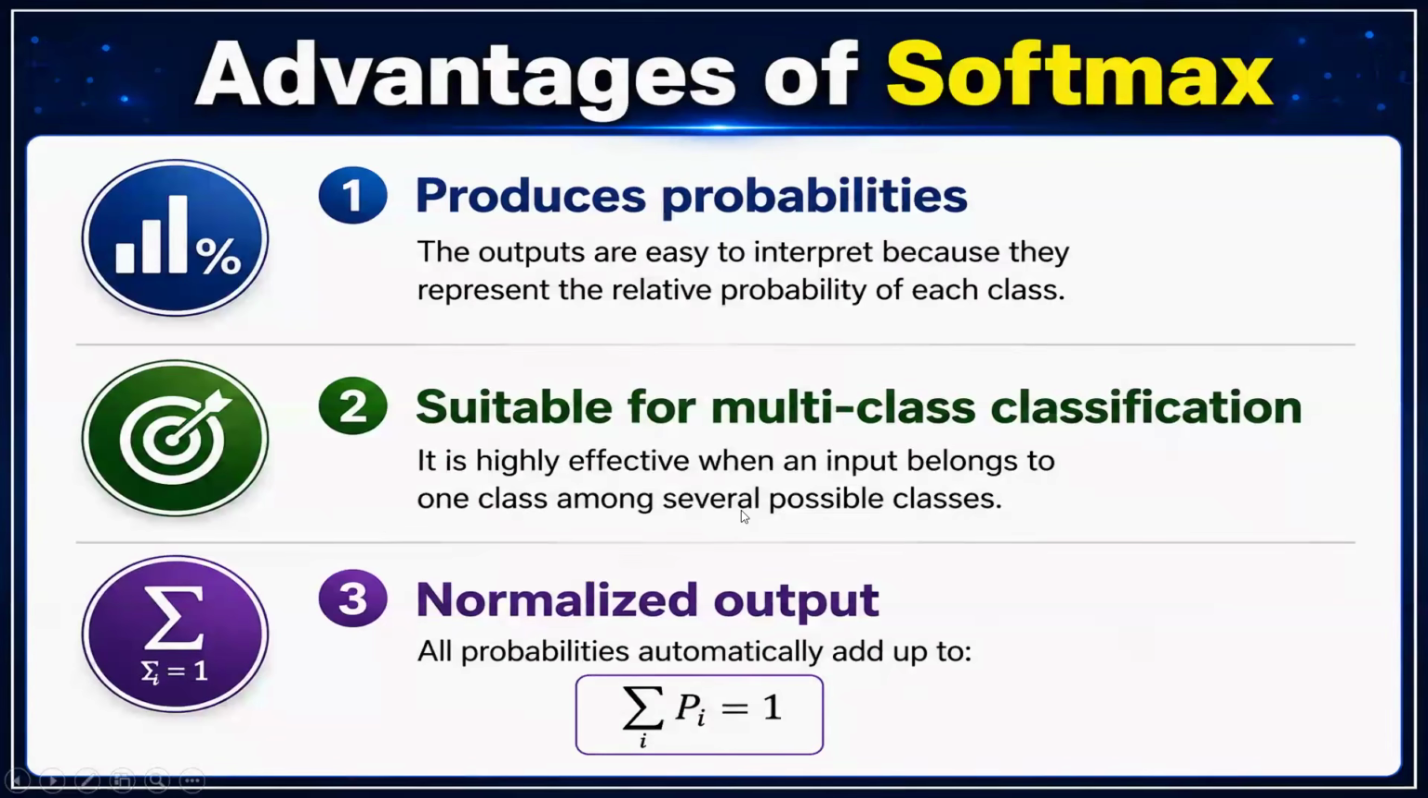Now, what are the advantages of the softmax function? It produces probability. The values are always probabilities and the highest value will be selected. It is the most suitable choice for multi-class classification, and it produces normalized output, that is, the summation of all probabilities is always 1. So that's why the softmax function is selected at the output layer.